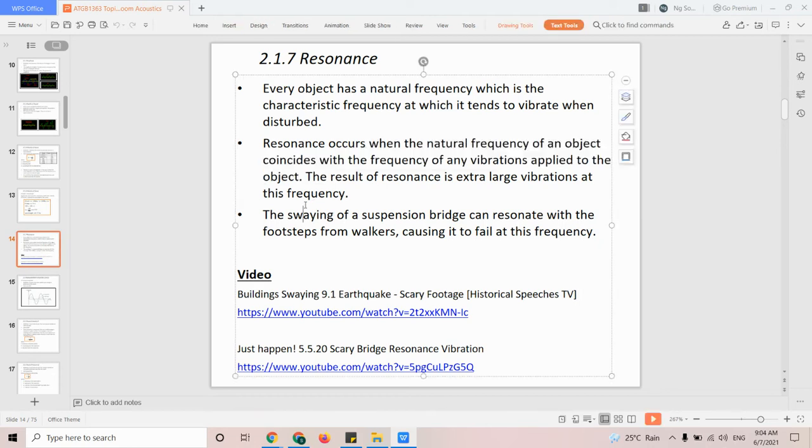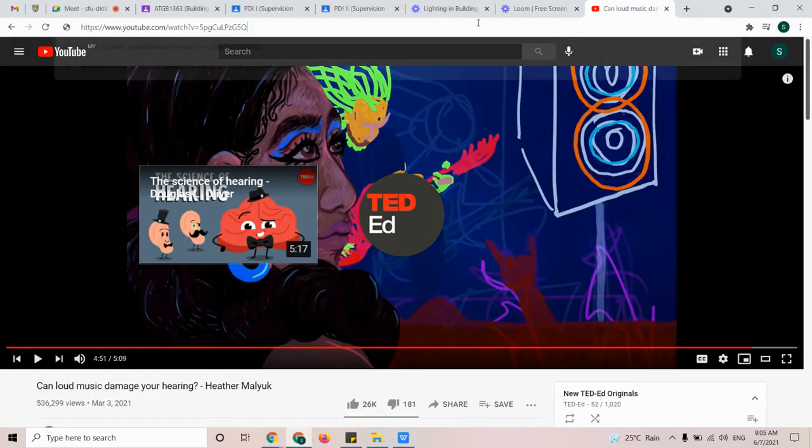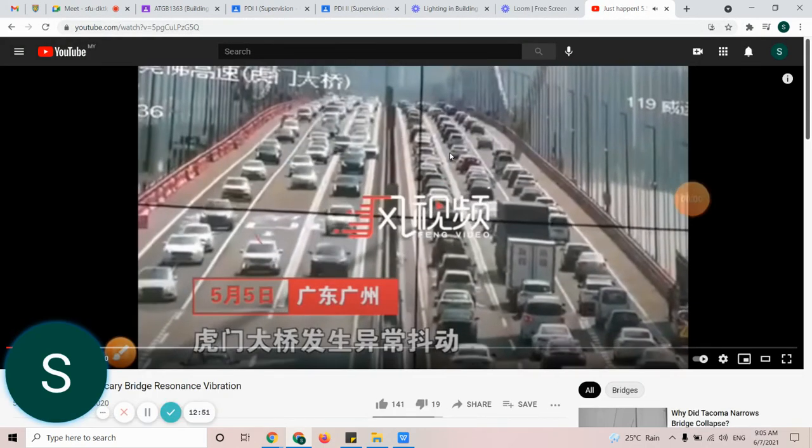When an object starts to resonate, there are some very bad consequences. Buildings and even bridges can resonate. Let me show you a very quick example of what will happen when resonance happens in a building.